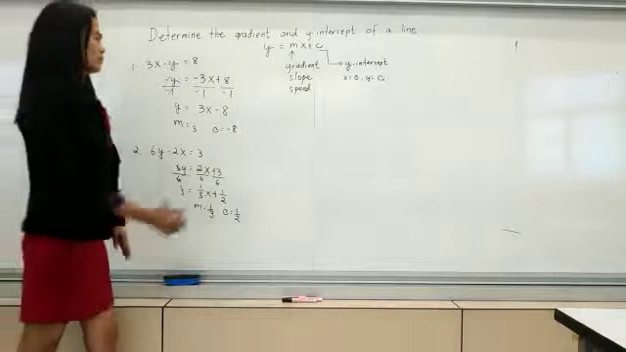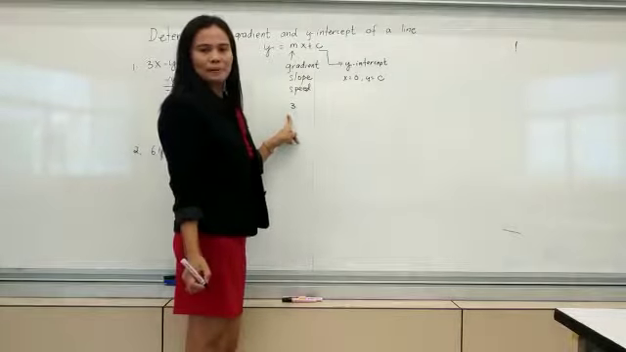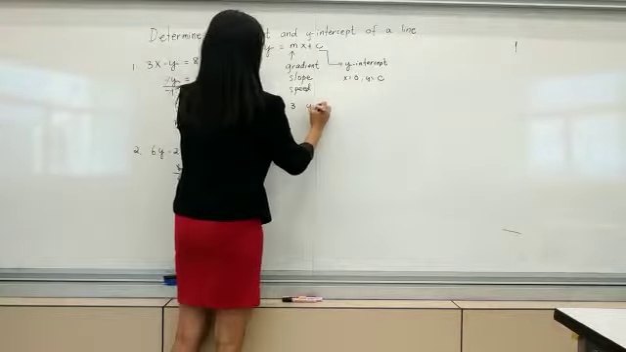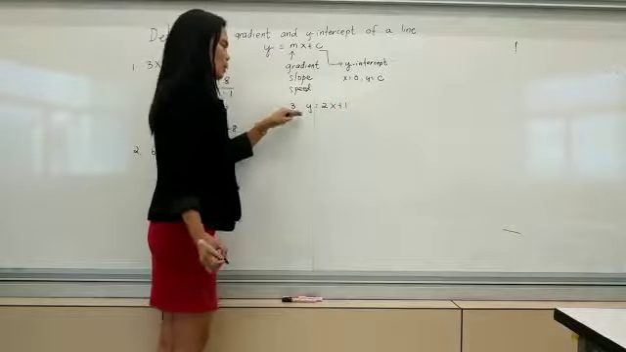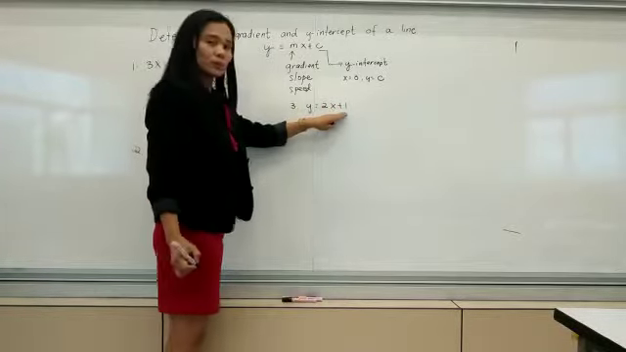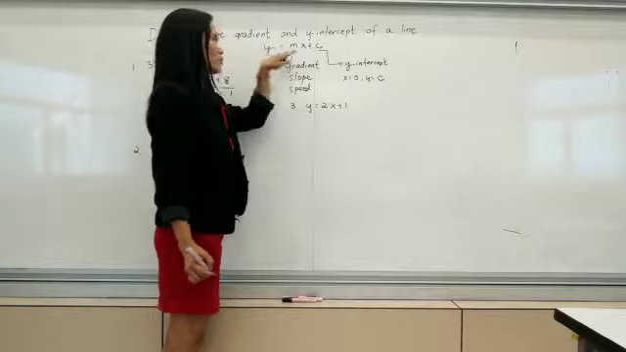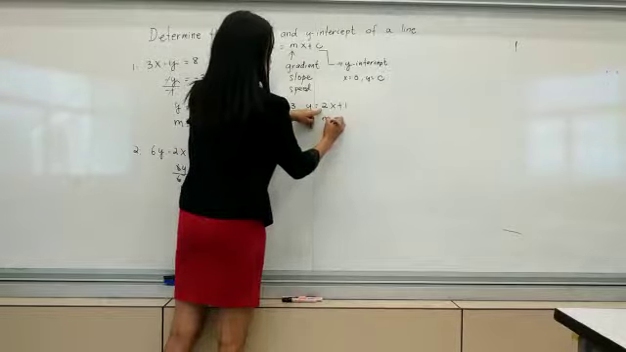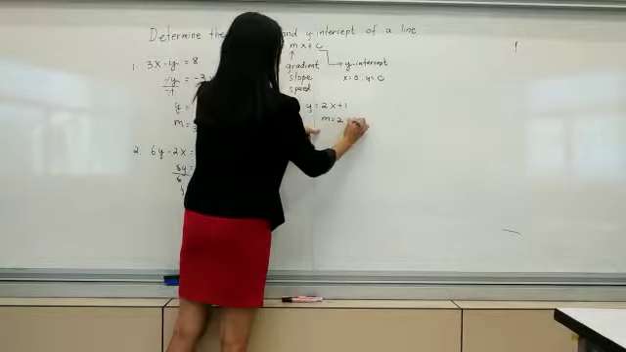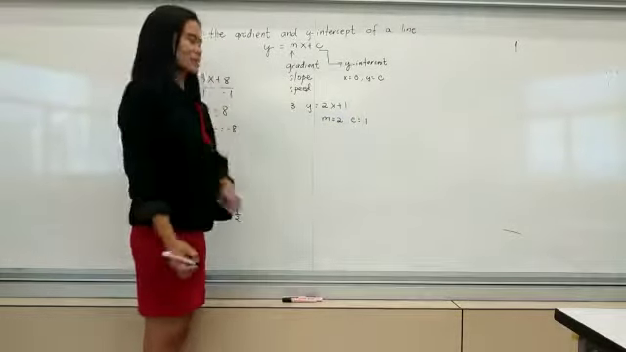Say we have number 3 example. Say we have y is equal to 2x plus 1. You're very lucky if you are given this equation. Why? Because it is already in the form. So your slope is 2, and your y-intercept is 1. As easy as that.